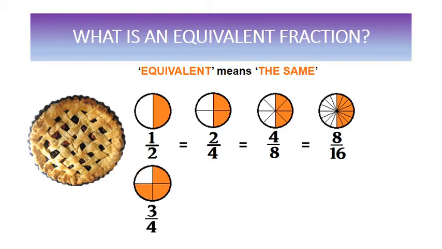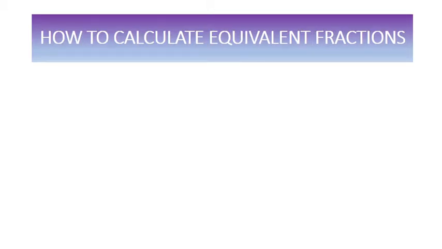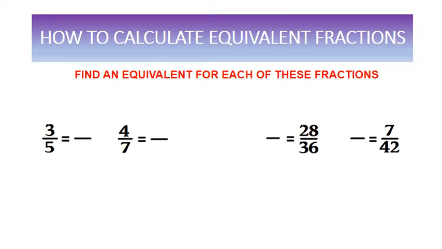I might then want to eat 3 quarters of that pie. That would be the same as eating 6/8 of it if I cut it up into 8ths, or 12/16. And you can see quite clearly again from the shaded areas that those are equivalent, they mean the same thing. So one task that you might be given with equivalent fractions is this one, where you're given a fraction and asked to find an equivalent for it.